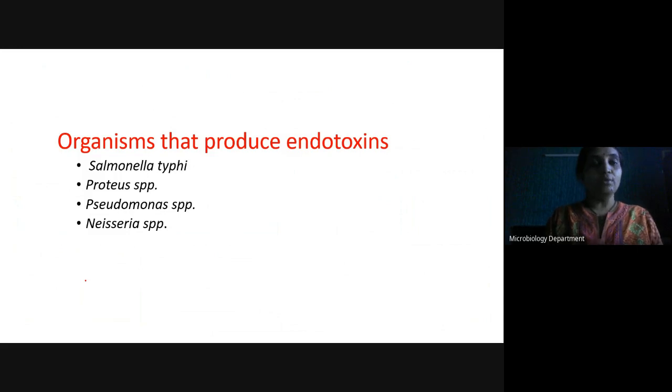And generally, the endotoxins are produced by different kinds of gram-negative microorganisms. And here I have placed some of the examples: Salmonella typhi, Proteus species, Pseudomonas species, and Neisseria species.